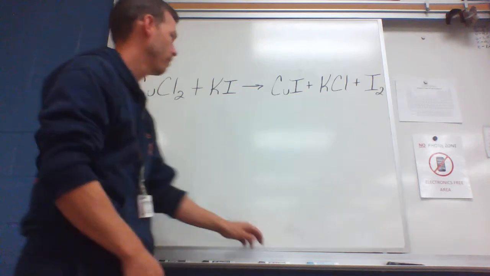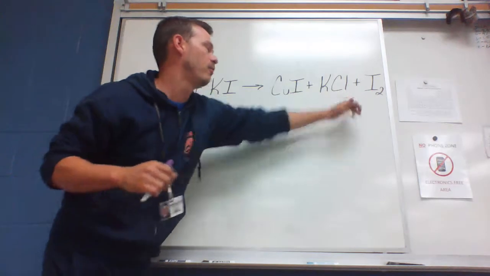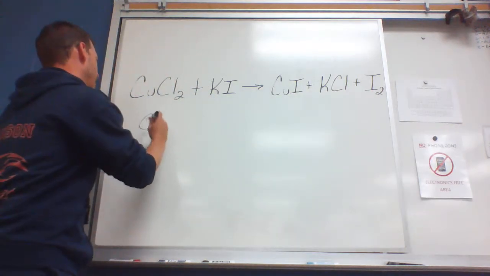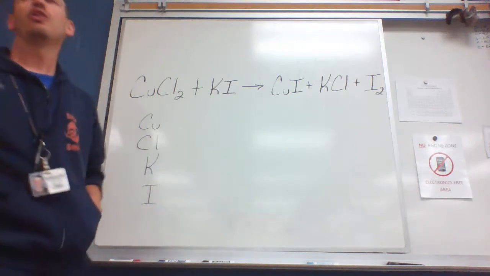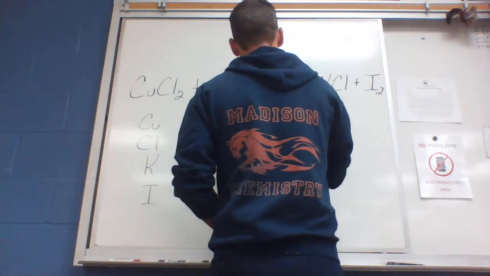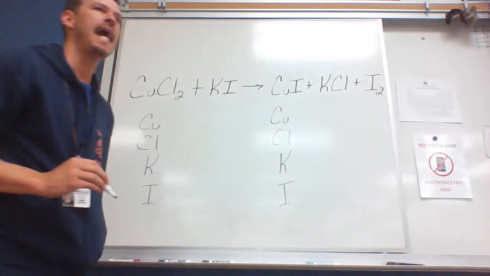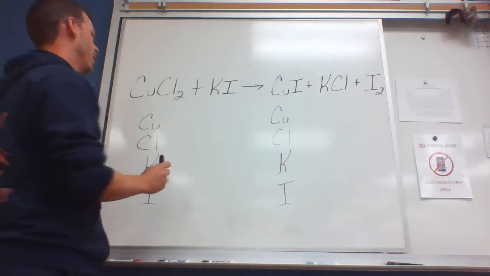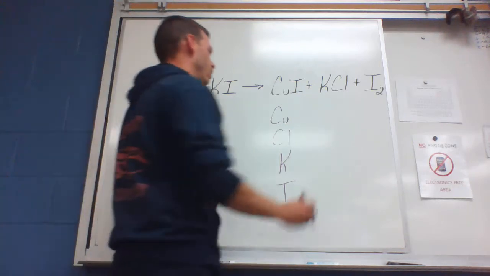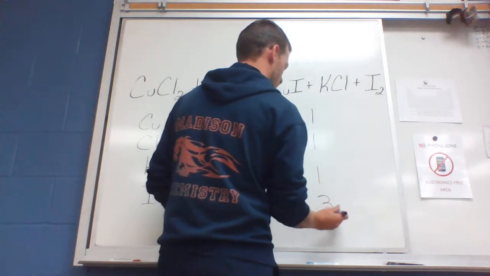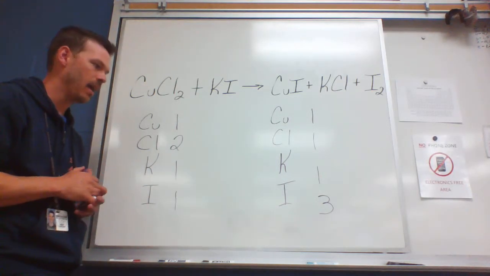Now, in pre-AP, you were trained that there's coefficients to fix this problem that we have. So you would make lists of the elements. You would duplicate the list under the product side. You would take account of the atoms on each side. 1, 2, 1, 1 here. And then 1, 1, 1, 3 here. And then your job was to make the lists match.